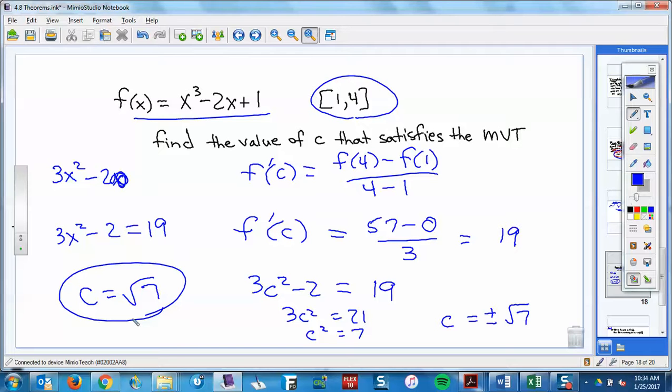So the mean value theorem guarantees that since the slope between these two endpoints is 19, there has to be at least one, there might be more, place where the slope is 19. And we found the one place where the slope is 19. So that's easy. Do the derivative, set it equal to whatever the slope between the inputs is. It's not hard at all.